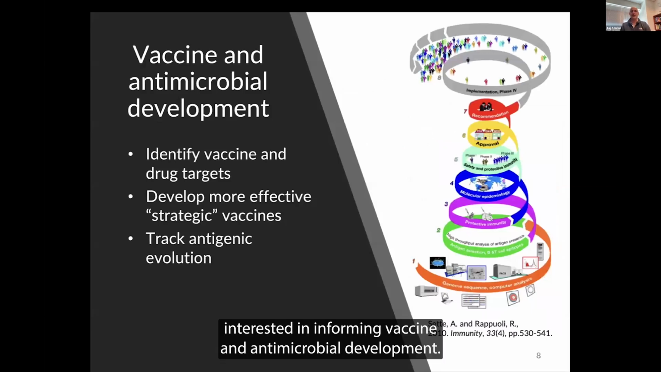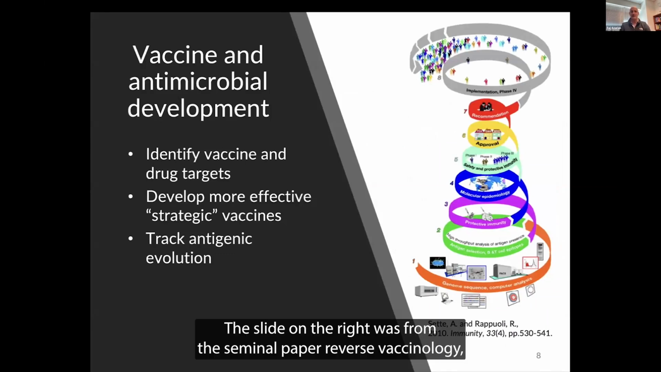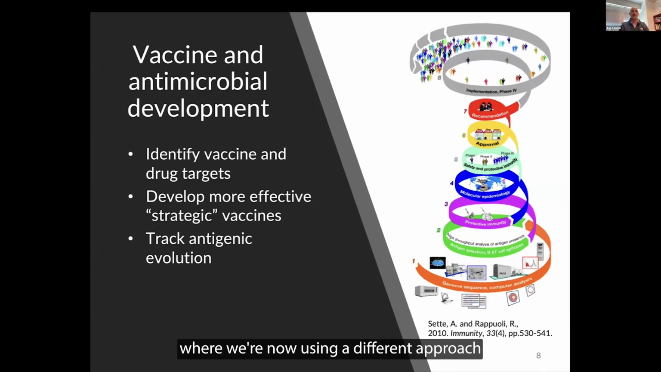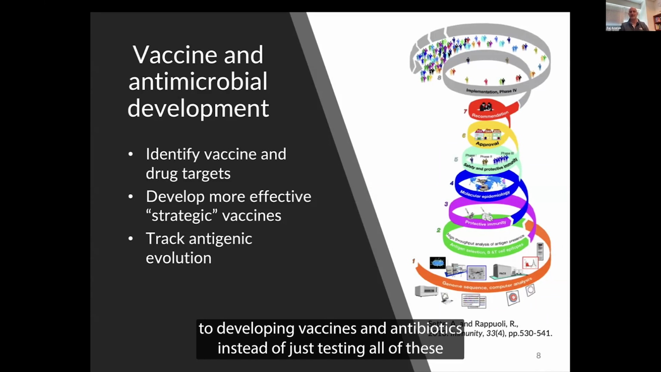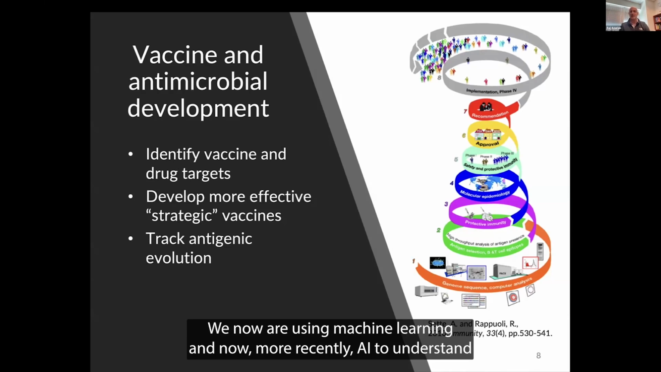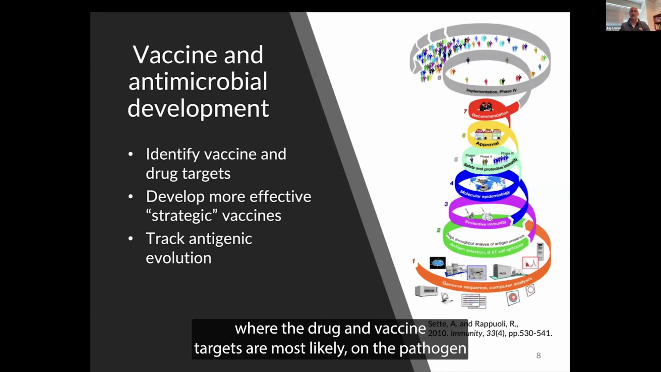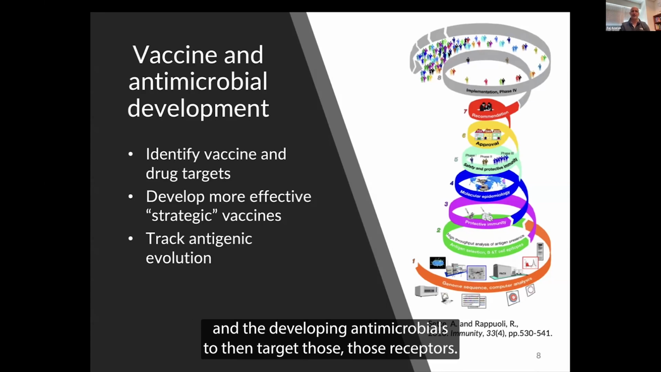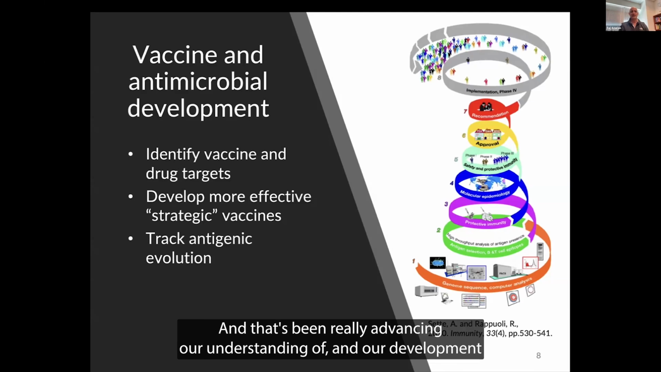Next, we're really interested in informing vaccine and antimicrobial development. The slide on the right was from the seminal paper on reverse vaccinology, where we're now using a different approach to developing vaccines and antibiotics. Instead of just testing all of these different compounds and identifying which ones work against a particular infection, we now are using machine learning and more recently AI to understand where the drug and vaccine targets are most likely on the pathogen, and developing antimicrobials to then target those receptors. And that's been really advancing our understanding of and our development pipelines.